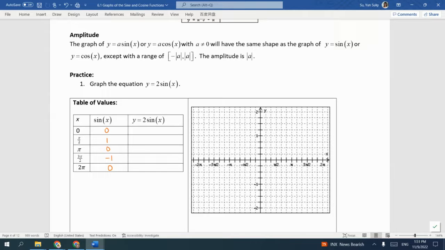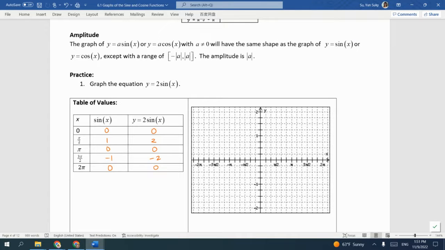Okay, you make the table. Always remember, you want to let your x be those 5 points, and you know the sine. And here, what do you do to it? We multiply the y value by 2. So 2 times 0 is 0. 2 times 1 is 2. And then 0, -2, and 0. Okay, everybody?